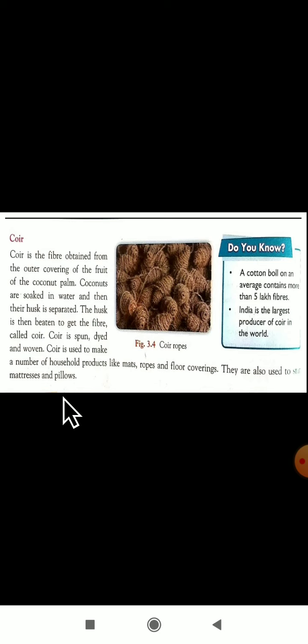So dear students, what you have to do? We have studied the plant fibers, like cotton, next jute and coir. So in this, read this and the uses of cotton, uses of jute and uses of coir. You have to collect the points. This is your homework. Okay, collect the uses of cotton, jute and coir and write them in your rough book.